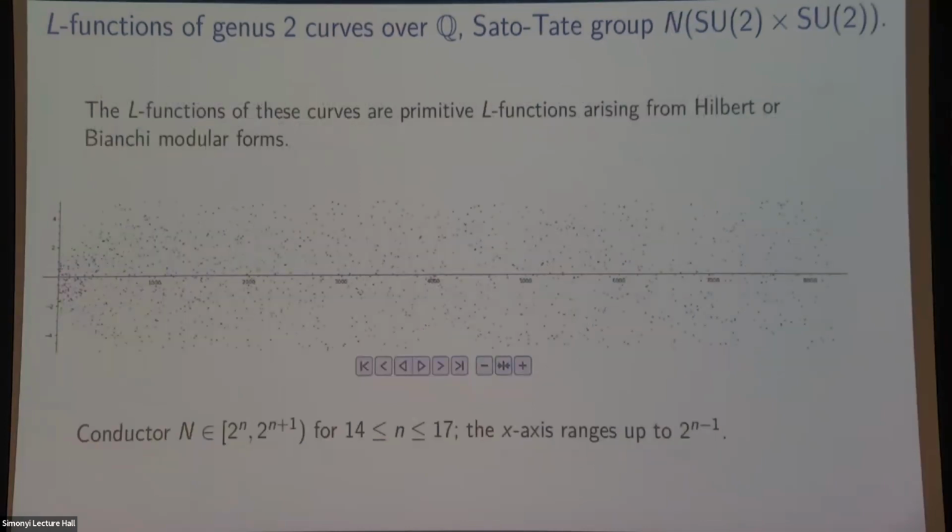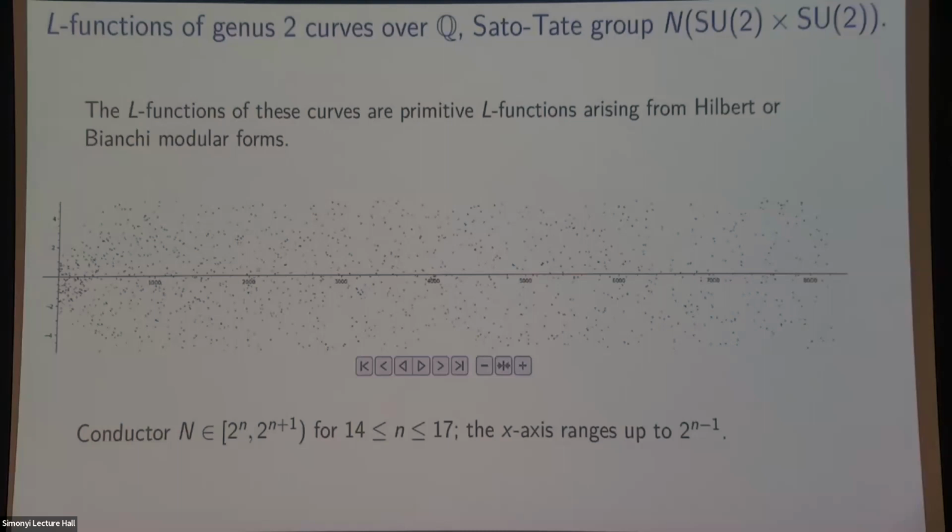Here's a slightly different Sato-Tate group, the normalizer of SU2 cross SU2, which I mentioned earlier. These arise for elliptic curves whose Jacobians have L functions coming from a Hilbert or Bianchi modular form. Hilbert modular forms, or at least one subset of them, correspond to elliptic curves over quadratic fields. Hilbert is for real quadratic fields, Bianchi for imaginary quadratic.